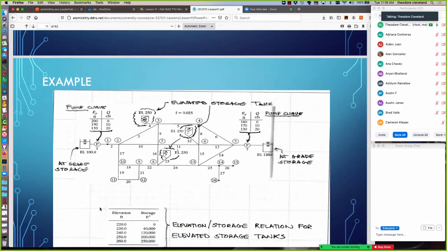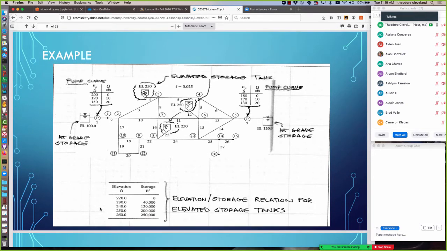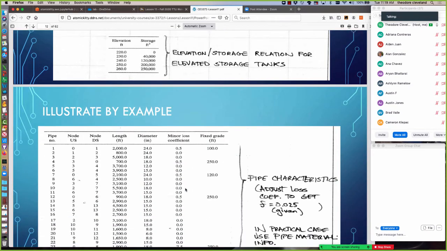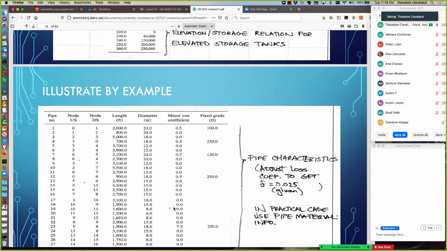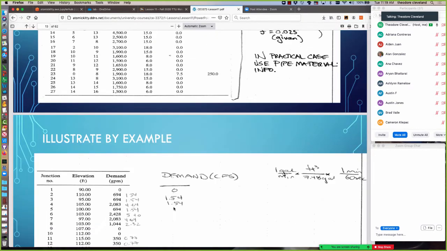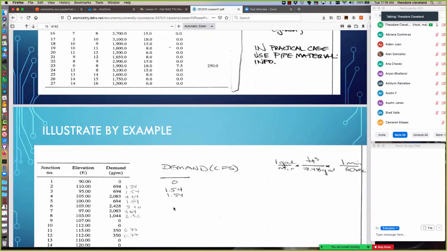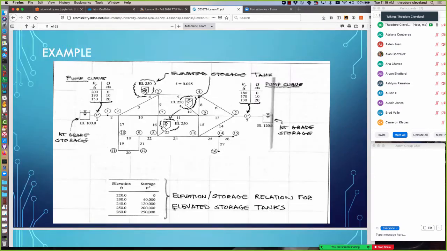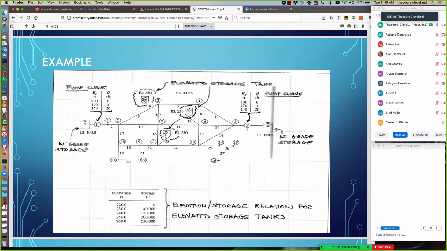So here is an example, just a drawing and some annotations, and I'll explain them shortly. And these are the pipe characteristics in the example, and we'll go ahead and run this example in a little bit. So let's first look at the drawing. This drawing has an elevated storage tank up here, another one here, and another one here. So tank 1, 2, and 3, if you will.